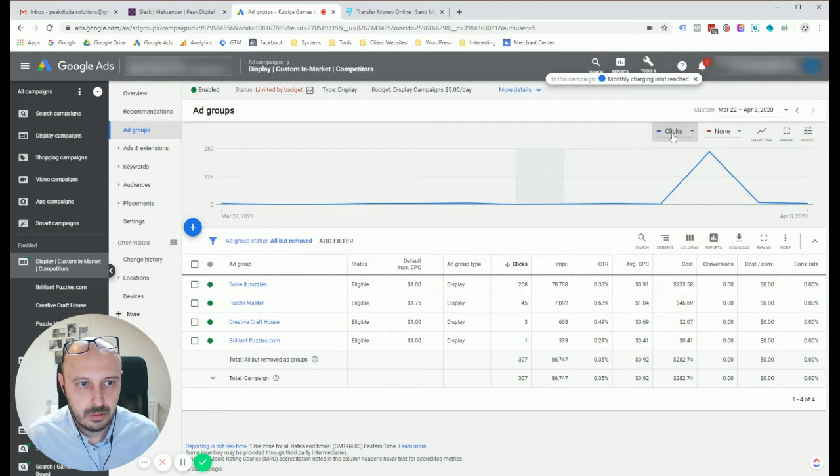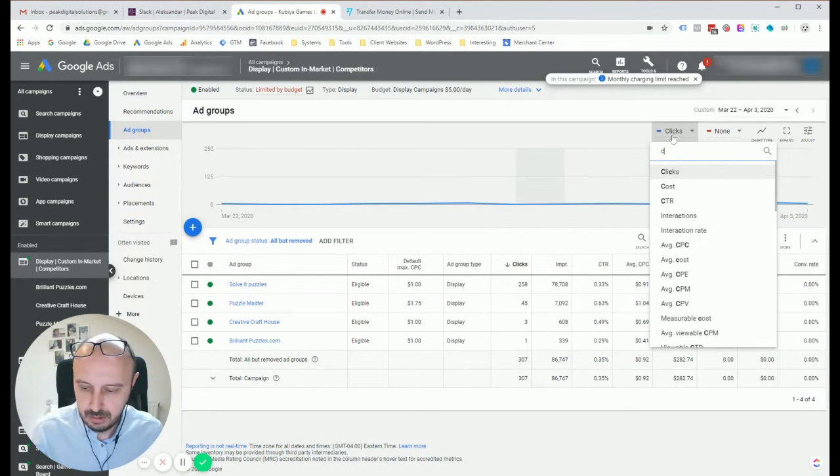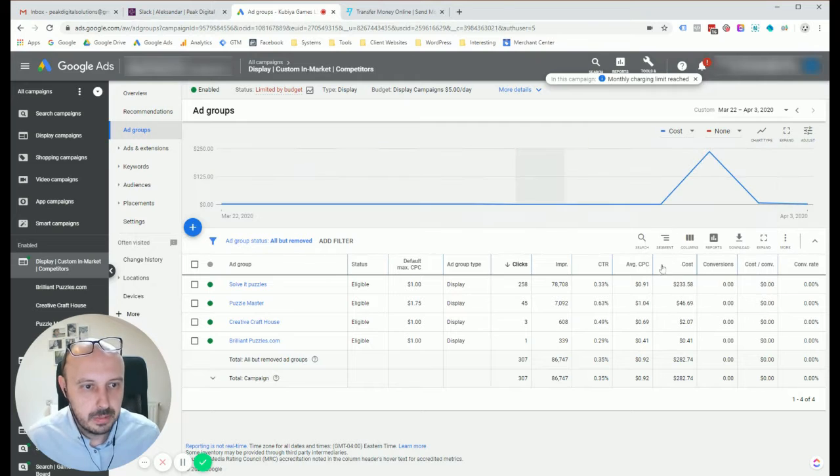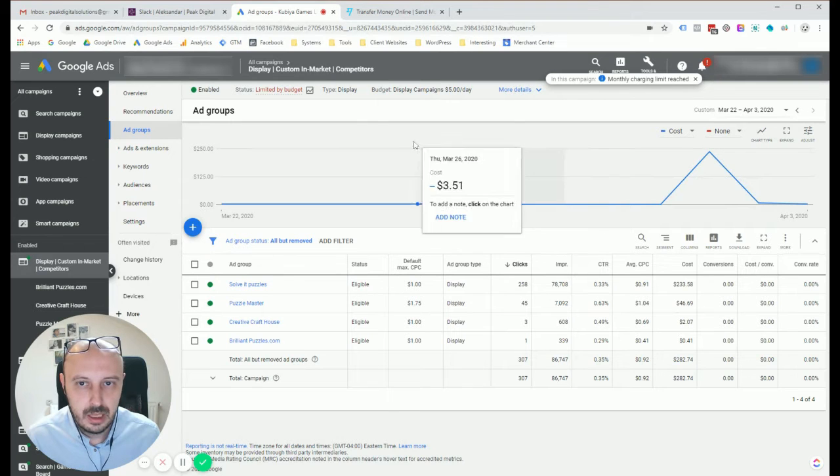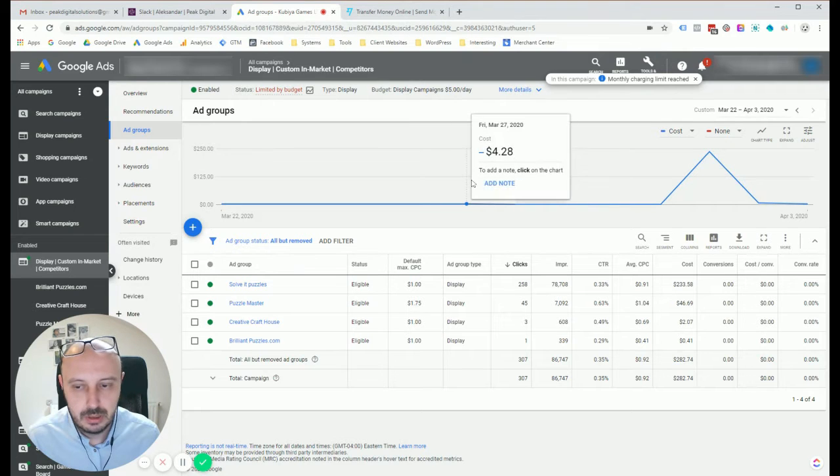Yes, so it spent $238 in one day, even though the daily budget is set to $5 per day. So the budget was not changed. So what happened here?